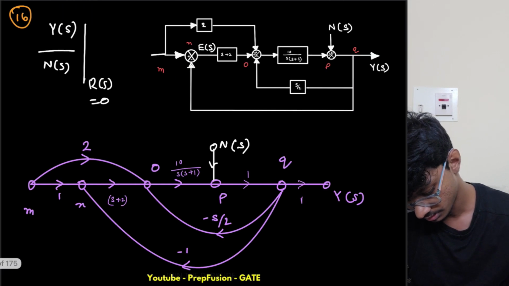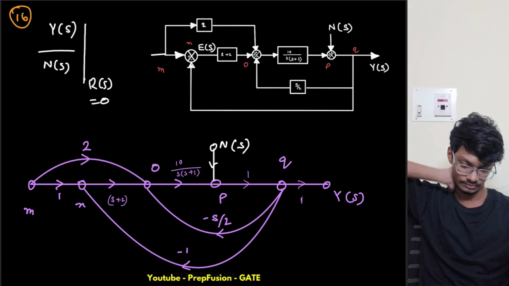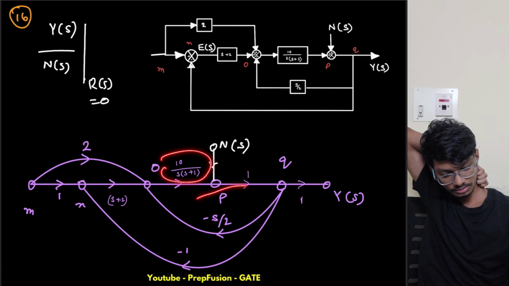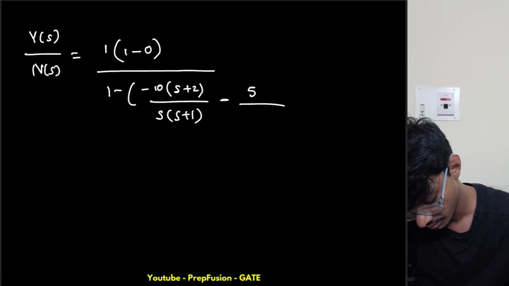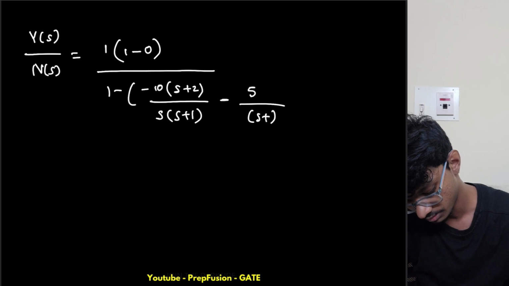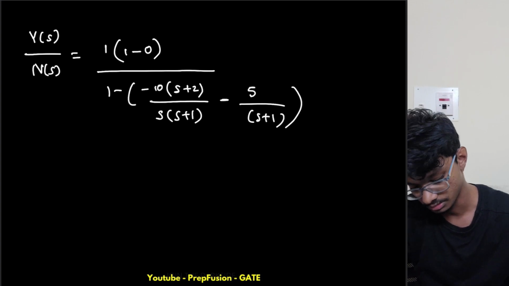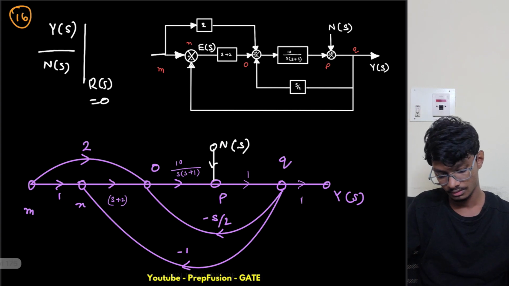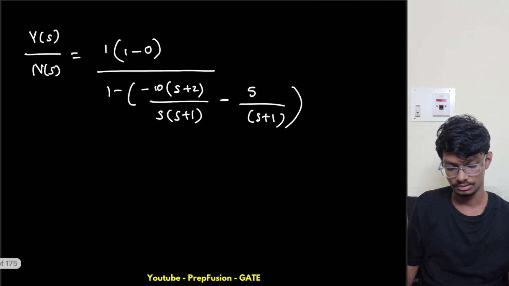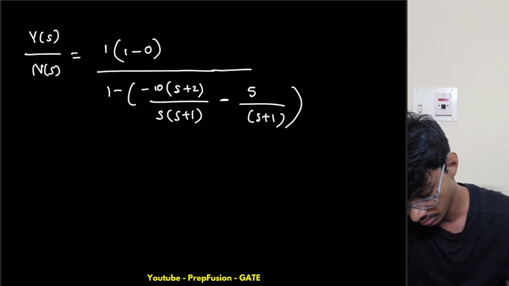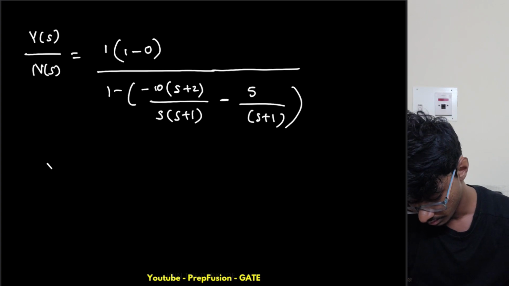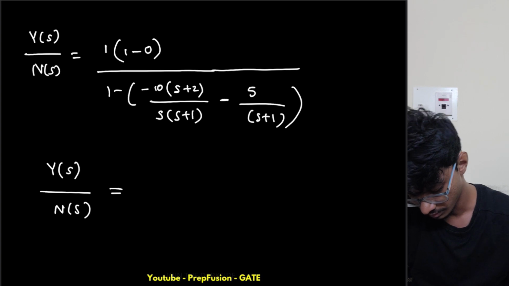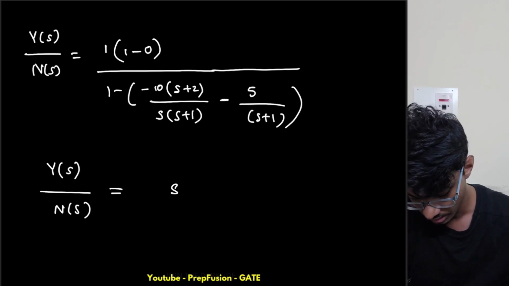Now minus, this one is the other one, right? 10 into s by s plus 1 into minus s by 2. So this becomes minus 5 divided by s plus 1, right? Because the s gets cancelled. So now let us multiply with the denominator on both of these. Common s into s plus 1, let us multiply. So y of s upon n of s equals simply, s into s plus 1 we are multiplying.